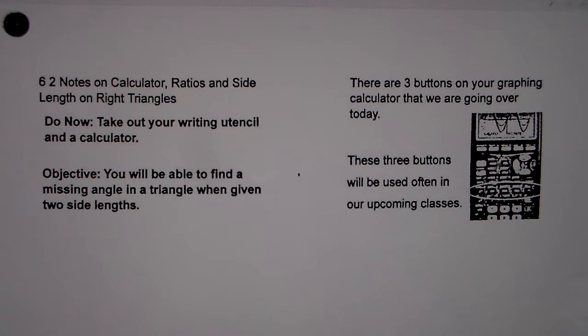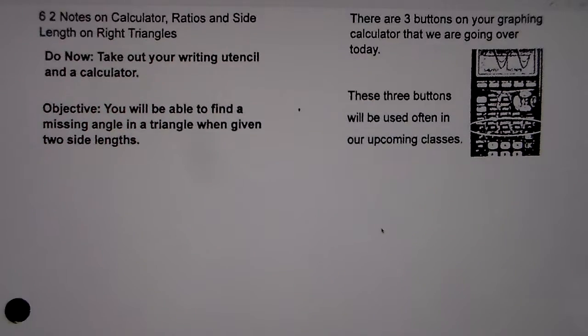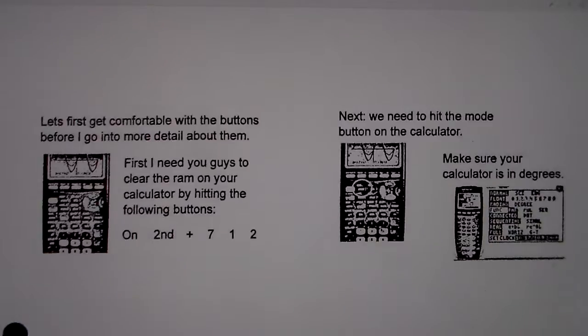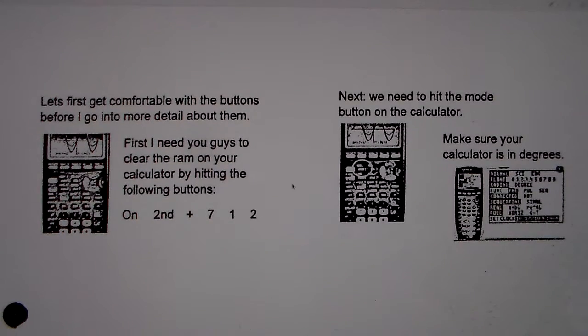Here's your little graphing calculator. It's located right here: sine, cosine, and tangent. These 3 buttons will be used often in our upcoming classes. So, first thing we need to do is get comfortable with the buttons on the calculator, and we have to clear the RAM. To do that, we hit the on button, then the second button, then the plus sign, 7, 1, 2, and then enter. That will clear the RAM for us.